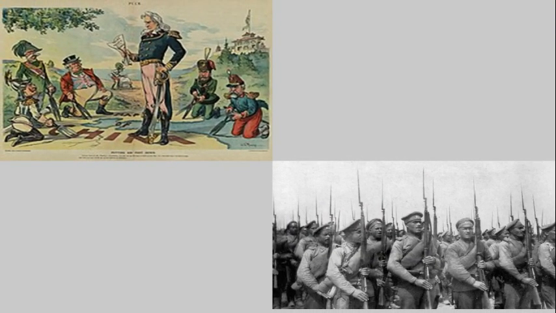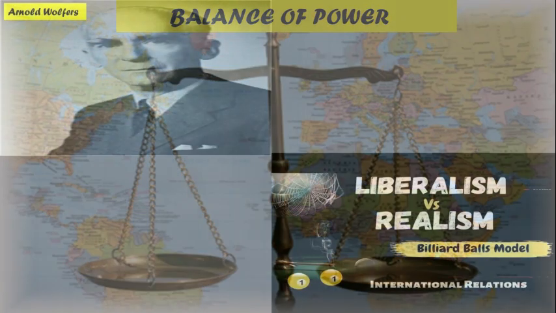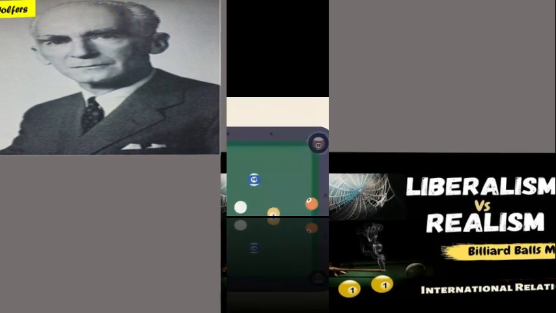This is why it is often said that international relations and politics at their core were essentially about the rivalries among European powers. Now, you might wonder how this concept translates to the broader context. This is where the idea of the balance of power comes into play. Arnold Wolfers illustrated this concept using the billiard ball model. Let me break it down for you.